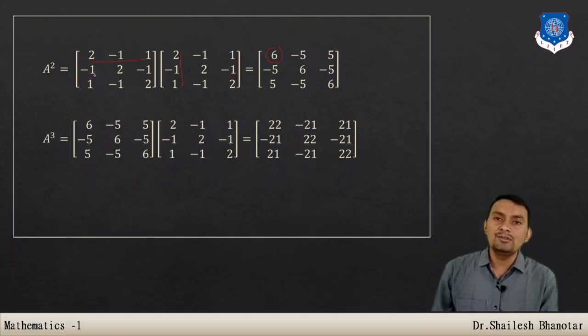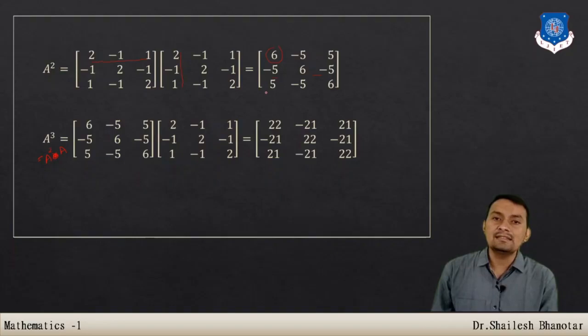And the same argument you have to carry on for the second row, first column, second row, second column, second row, third column, and then you will get this one. And the same argument for the last row. And whenever you find A cube, A cube can be determined by A square into A.